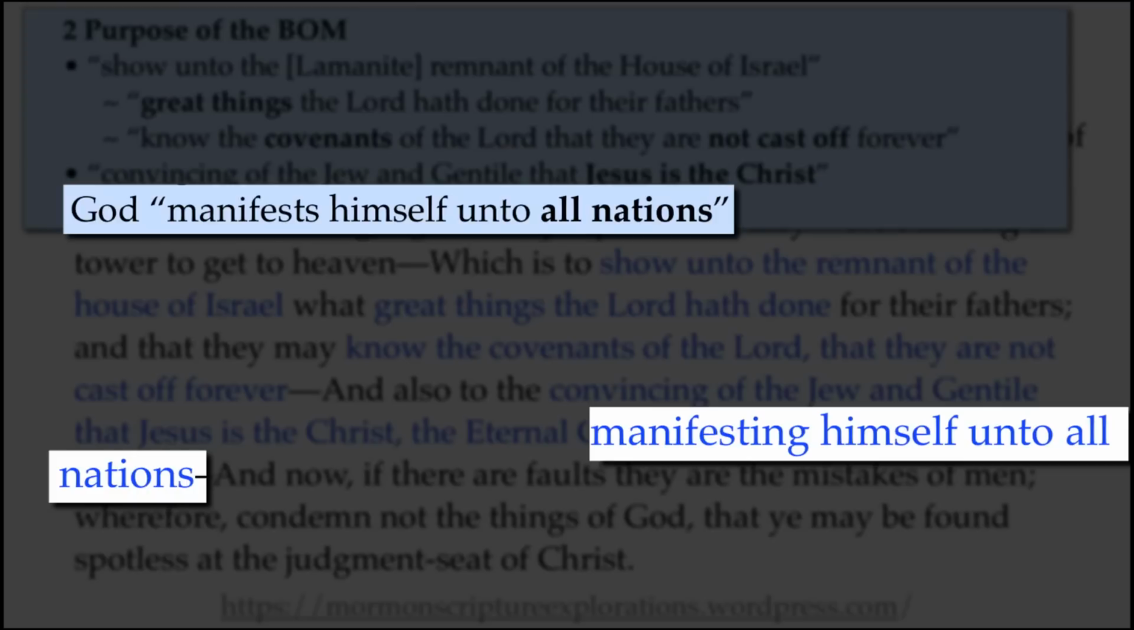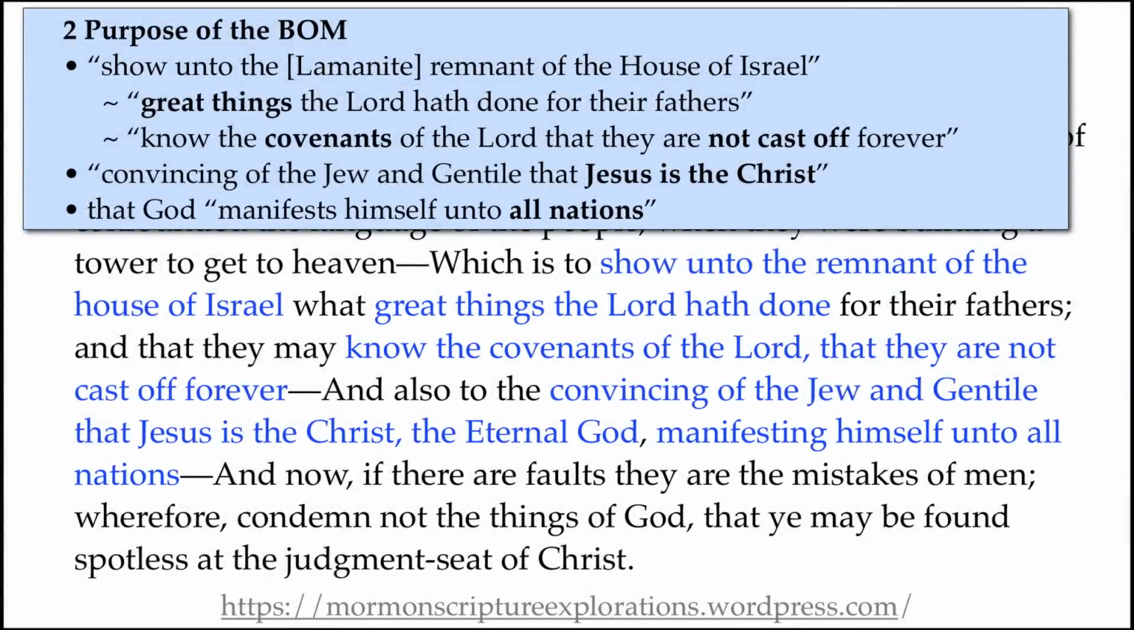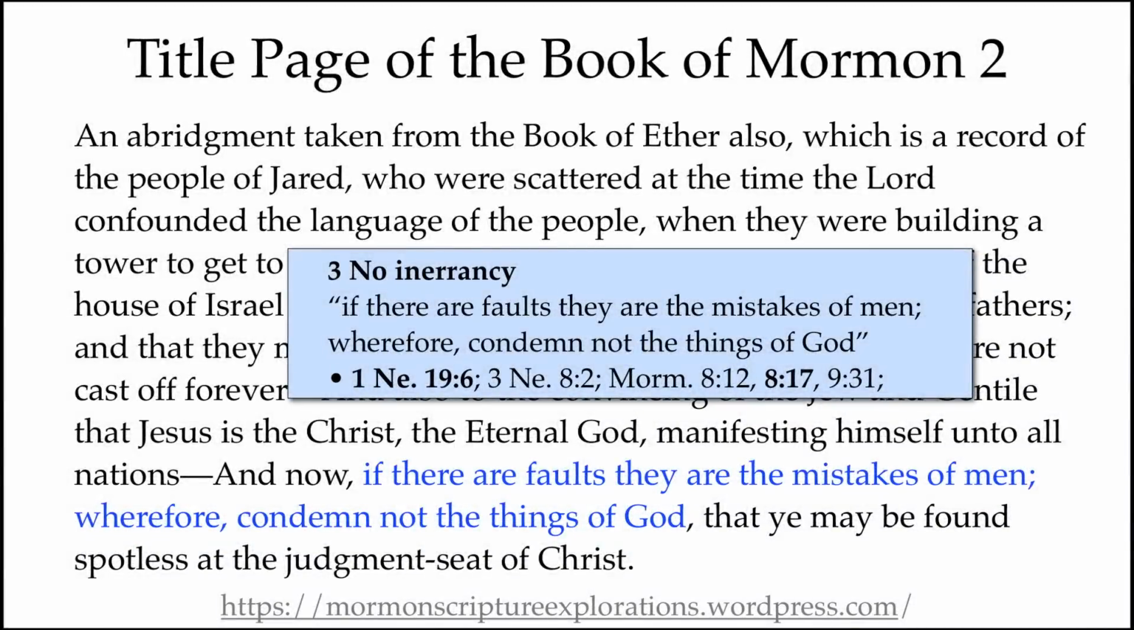Now, that's a very interesting idea. We don't see that. We tend not to look upon the Book of Mormon as a text about all nations, but there's all sorts of hints and passages which talk about God's interaction with peoples beyond the Jews, and we'll look at some of those when we come across them. But convincing people that God manifests himself to all nations is the secondary purpose. The primary purpose is to convince people that Jesus is the Christ.